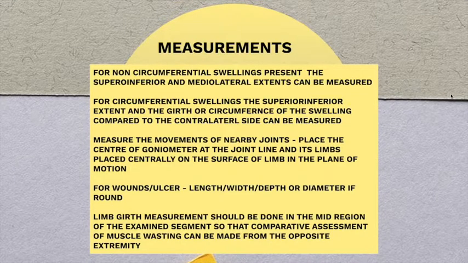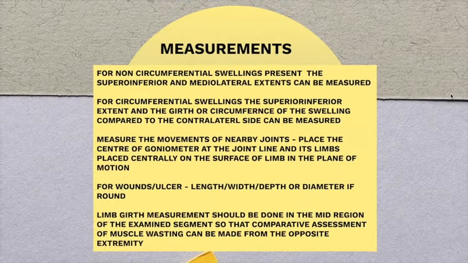For wounds and ulcer, we have to tell about the length, width, and depth of the wound or ulcer, and diameter if they are round in shape. The limb girth measurement should be done in the mid region of the examined segment of the extremity. Like for thigh, we have to measure at the mid thigh region. In leg, we have to measure at mid calf region so that the comparative assessment can be done from the opposite normal side.